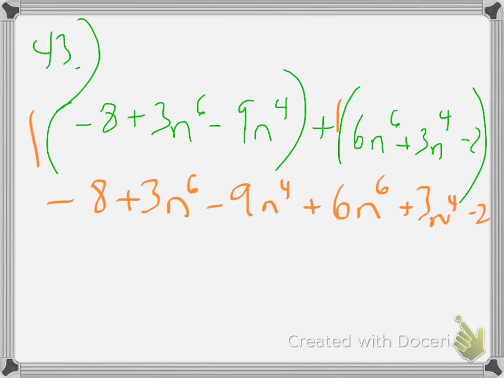All right, I've rewritten it out without the parentheses. And then I'm just looking at my like terms. What do we got? I like to go with the highest terms. There we got a plus 3n^6 plus 6n^6, so there's a plus 9n^6. All right, they're done. Next are the fourths. I got a minus 9n^4 plus 3n^4, so that looks about like a minus 6n^4.